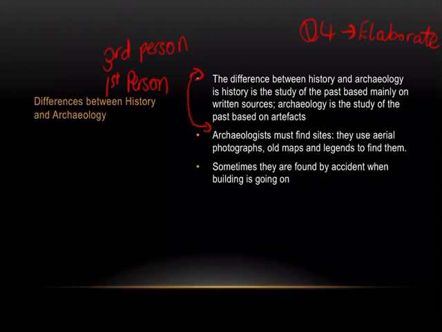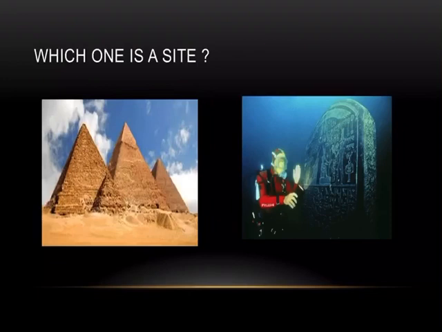So how do archaeologists find the sites? It's the idea of using old photographs, old maps, old legends to find them. Very simply as well, they're found by accident. And again, before there's any building or major roadworks, an archaeological dig has to take place. So that's something we can look at.